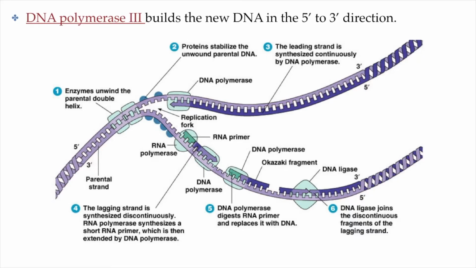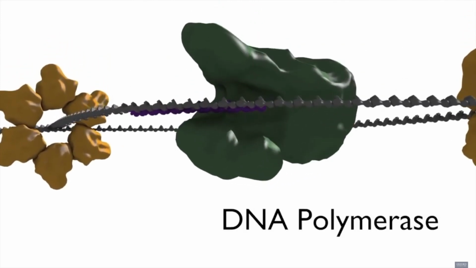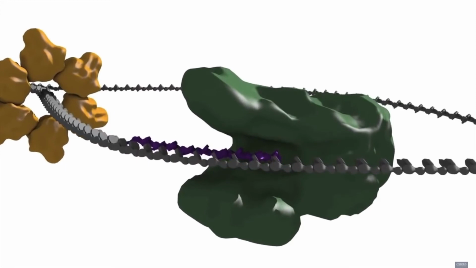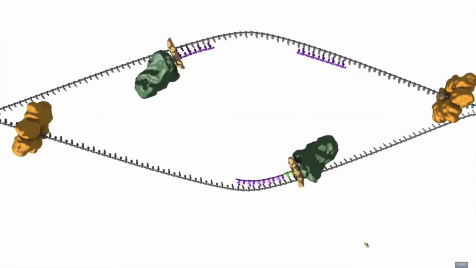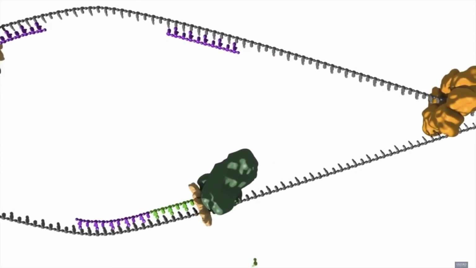The molecule that is in charge of building the new DNA strand, the star molecule here, is an enzyme called DNA polymerase 3. DNA polymerase 3 builds the new DNA strand in the 5' to 3' direction. It attaches to the parent strand, and its job is to bring in the appropriate complementary bases to the bases that it sees in the parent strand. So if it sees an adenine, it brings in a thymine, and so on.